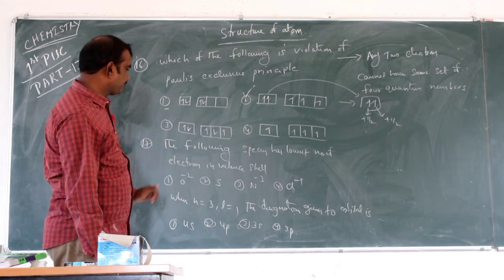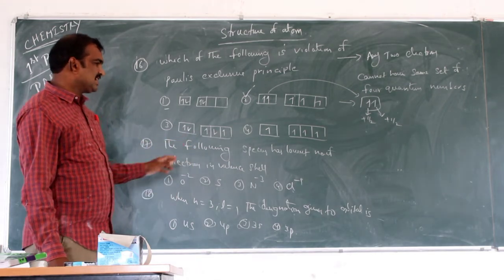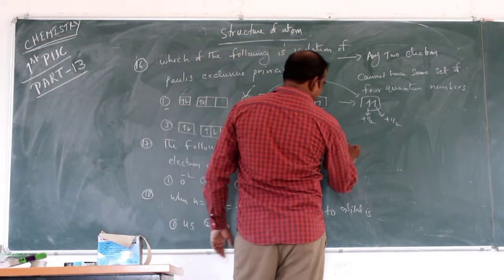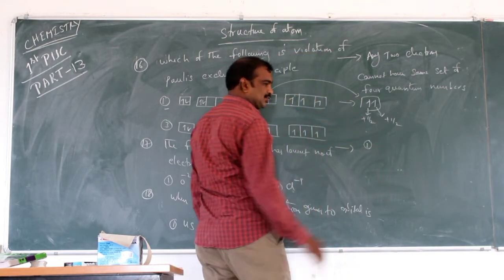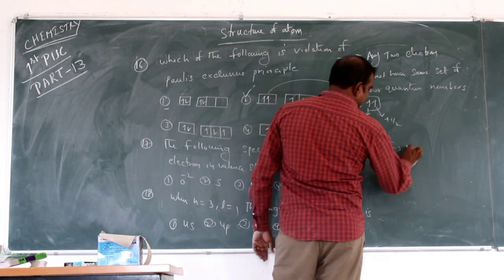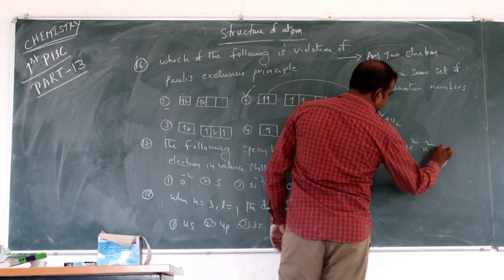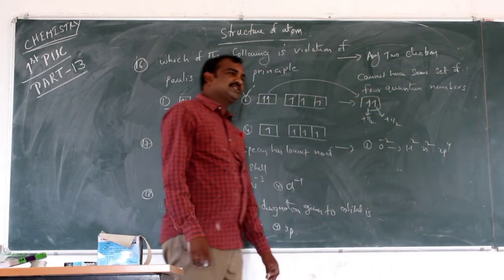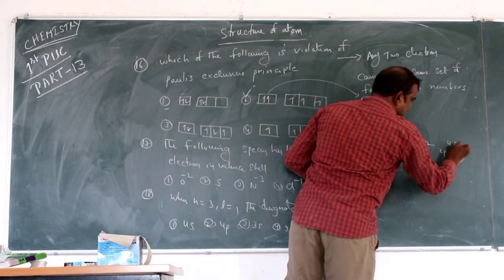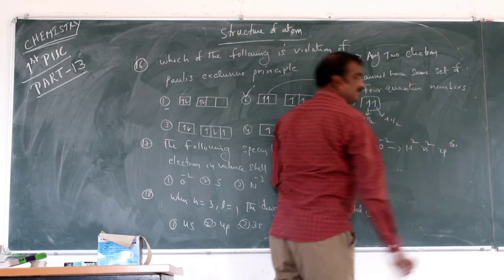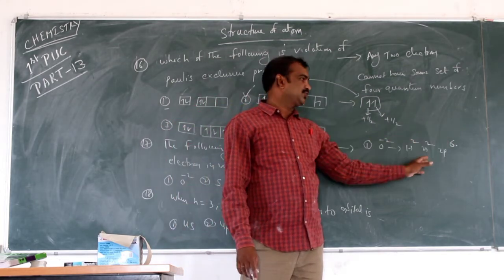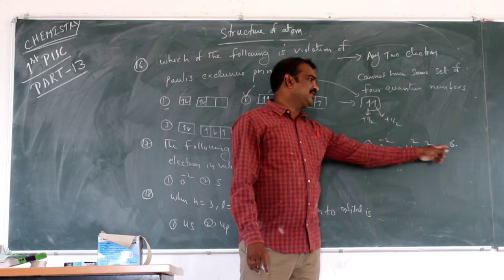Next, the 17th one: the following species has the lowest number of electrons in the valence shell. What is the species? First one, O minus 2. Oxygen's electron configuration is 1s2, 2s2, 2p4. O minus 2 means 2 electrons are added, so 4 plus 2 becomes 6. So 1s2, 2s2, 2p6. O minus 2 means 2p6.